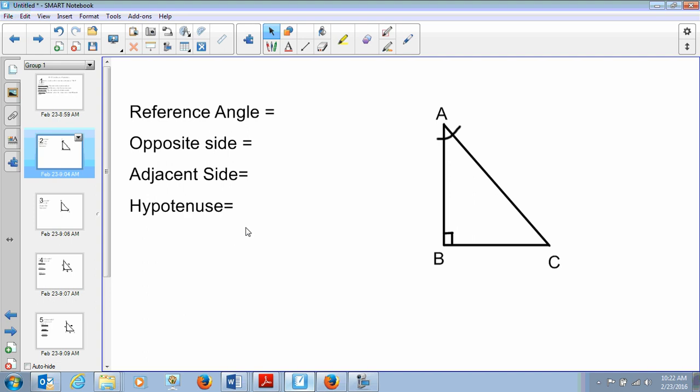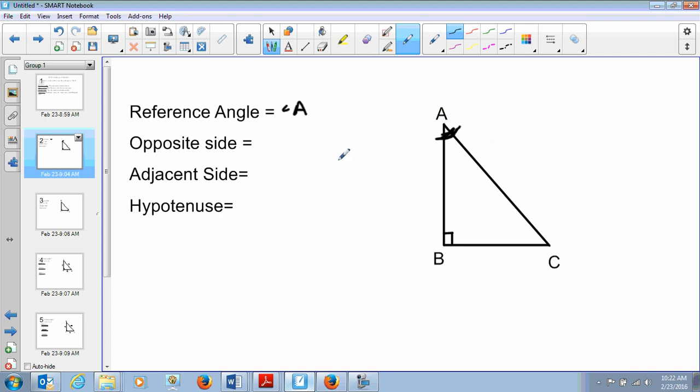So here we see a picture. Right now, I'm going to say that angle A is our reference angle. And I like to put a mark through my reference angle just so I know which one I'm looking at. So our reference angle is going to be angle A. That's where we're going to base everything off of, where angle A is located.